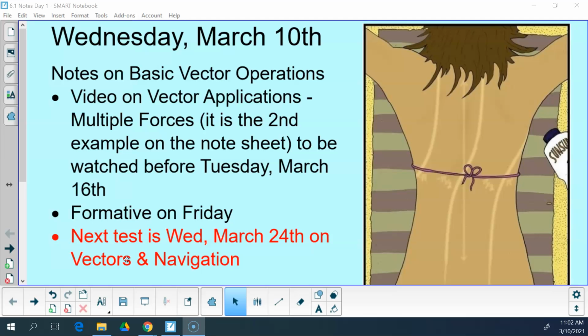There is also a formative this week. It's going to be on vector operations. After today, you are pretty much guaranteed a 5 on the formative. It's out of 10. You'll be guaranteed a 5 if you understand today's stuff. Then next week is going to be vector application. So we're going to be getting back into word problems, dealing with vectors and multiple forces and things of that nature.